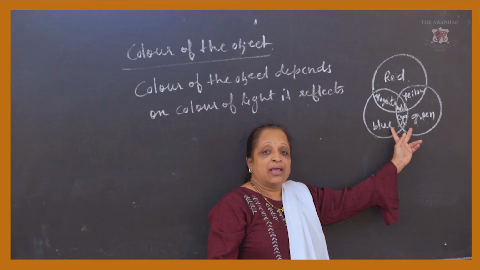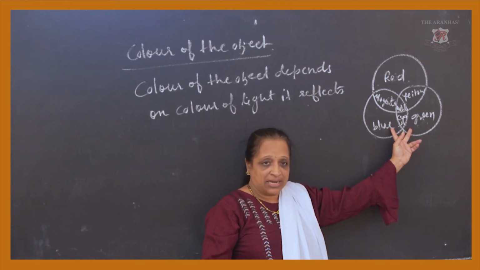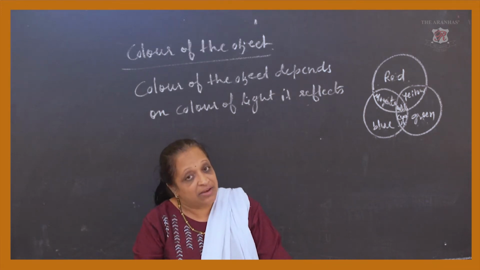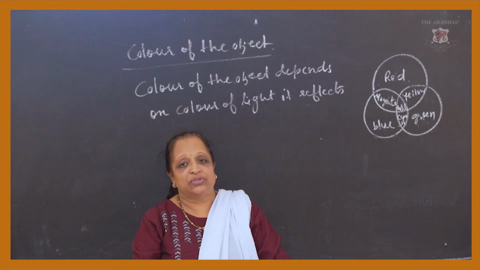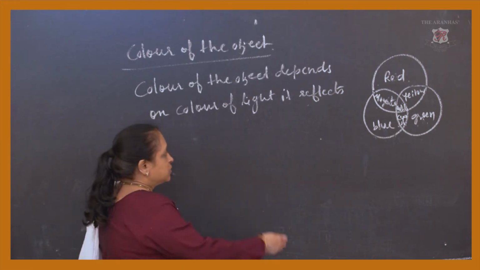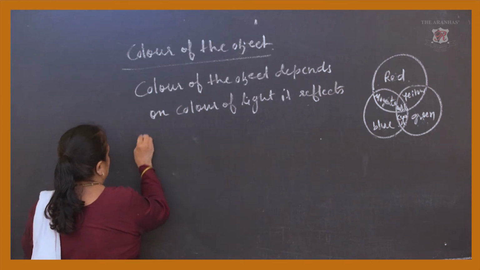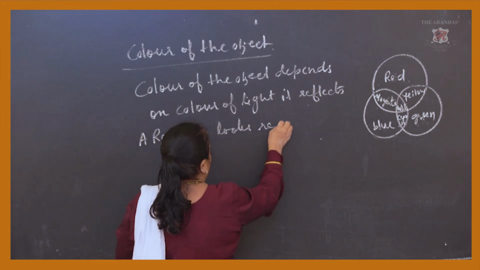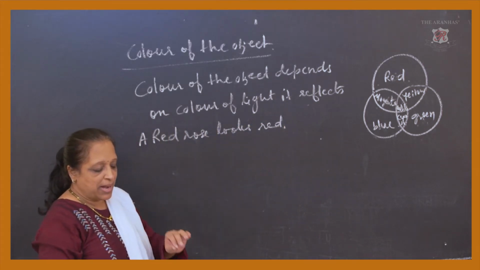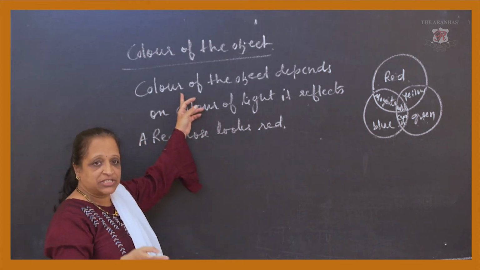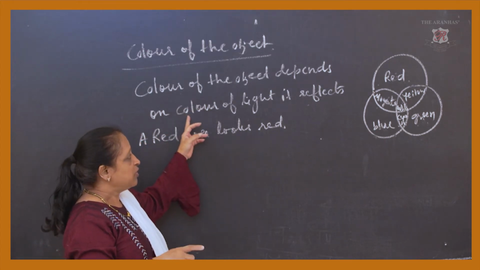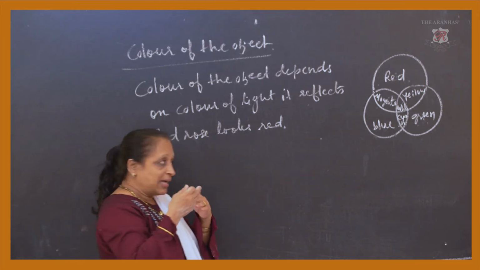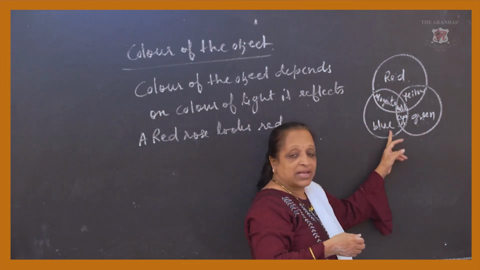So those are absorbed by that flower, and it is reflecting the component of the white color, and that is the red color. Therefore, the rose, that is the red rose, is looking red only. So here we say that a red rose looks red. And keep in mind the discussion of the color of the object depends upon the absorption of specific colors and reflecting the color which it looks like.